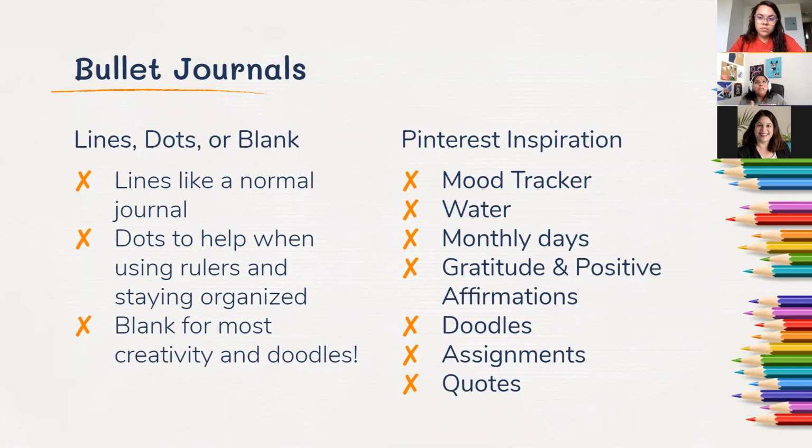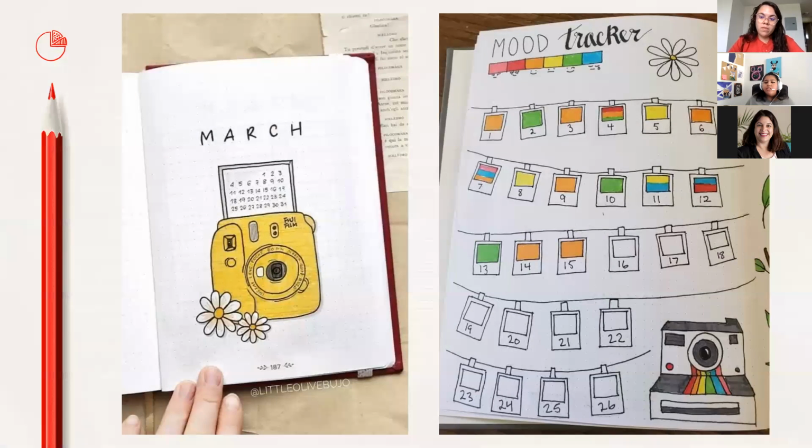With bullet journals, you can get a lot of inspiration from Pinterest, which I'm about to show in a little bit. You can have a mood tracker, you can have a little water tracker, making sure that you're getting all of your water each day. Your monthly days, your gratitude and positive affirmations, being able to doodle, putting your assignments in, and of course, quotes to keep you inspired.